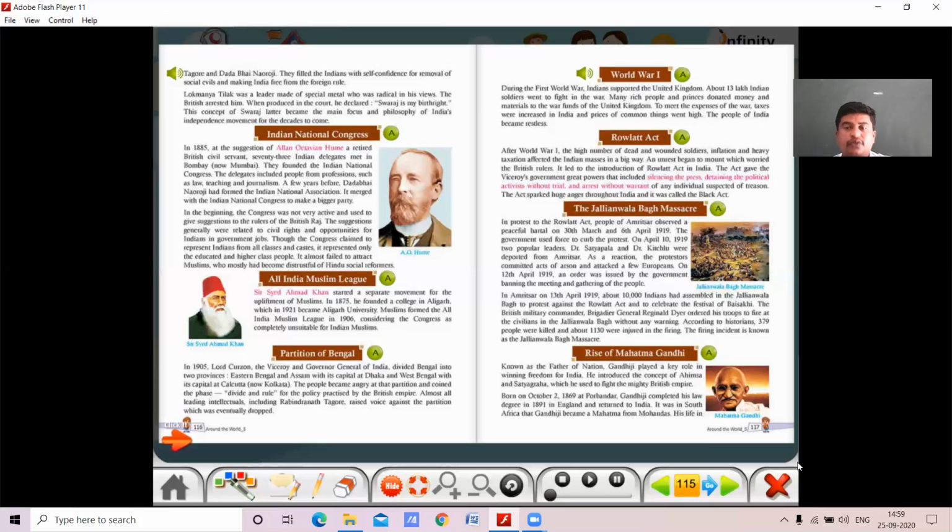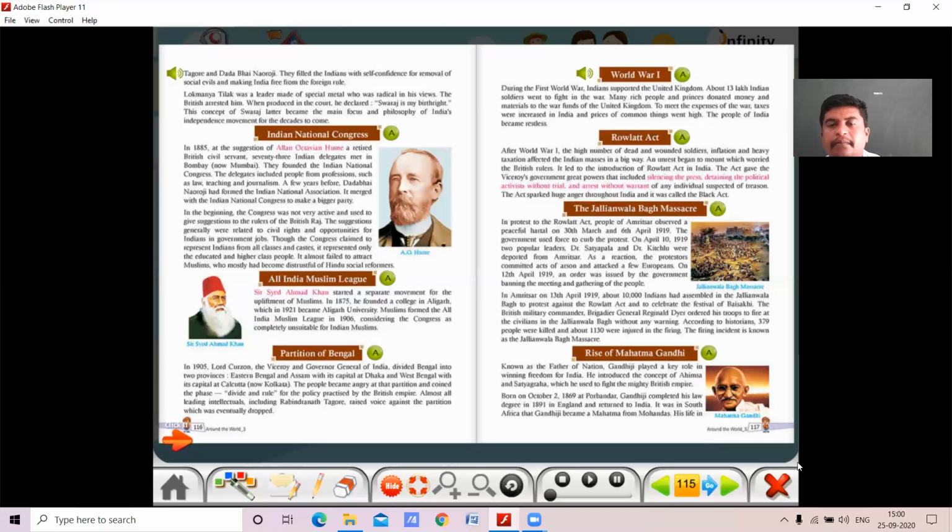Especially Mahatma Gandhi used a strong weapon against the British, that is non-violence, right? Which he used to fight against the mighty British. He was born on October 2nd, 1869 at Porbandar. Where was he born? He was born at Porbandar in the year 1869. Right? What was his early education? He completed his law degree in the year 1891. Where did he complete it, dear students? He completed it in England and returned to India.